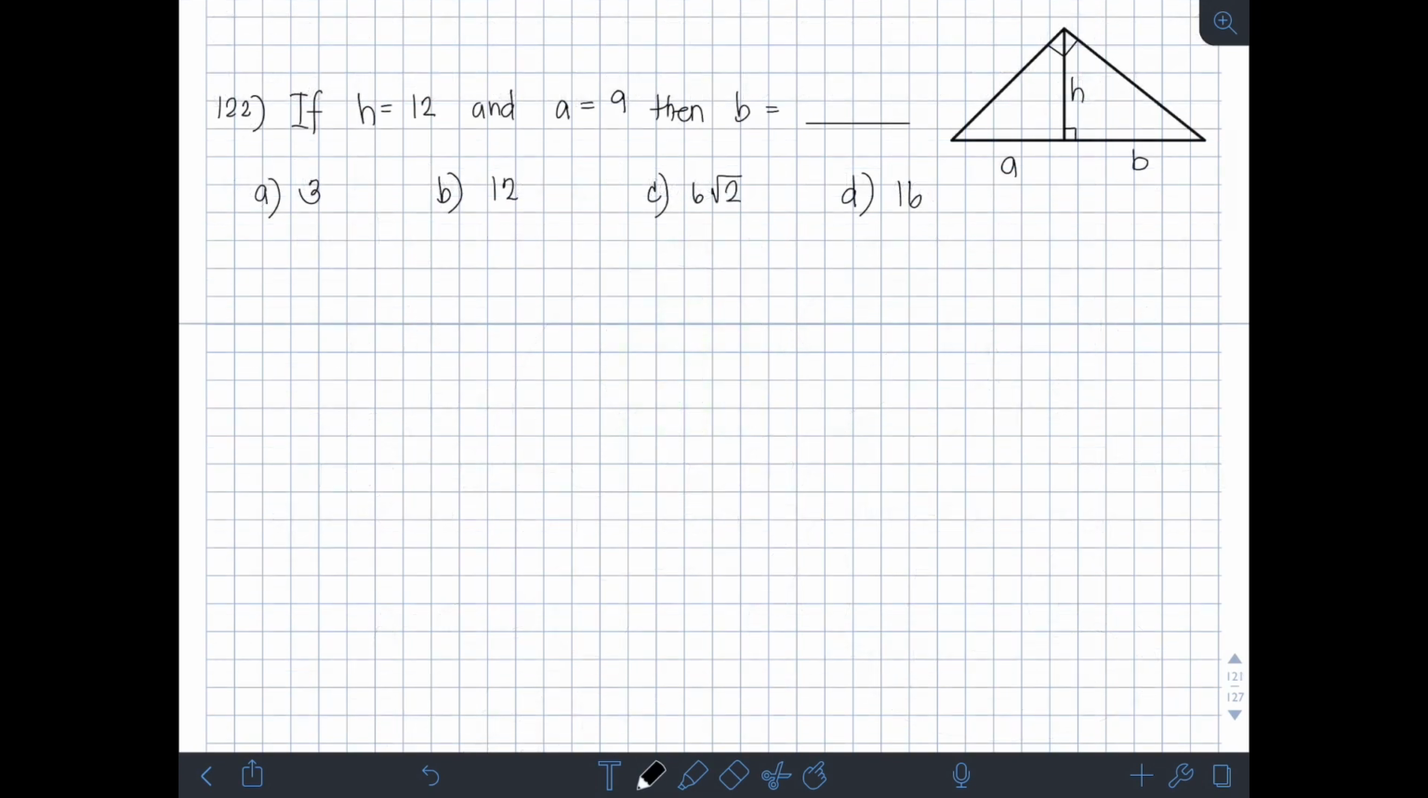Okay? Next we have, if H is equal to 12 and A is equal to 9, then B equals blank. Okay, so meron tayong figure. So meron tayong right triangle, and then from this 90 degree angle, dinraw natin yung altitude to the hypotenuse. Okay, so yung dimension niya daw is h. Tapos yung hypotenuse natin is na-divide nitong altitude to the hypotenuse into two segments, itong A tsaka itong B. So, given daw yung h is 12, tapos yung A is 9, ano raw si B?